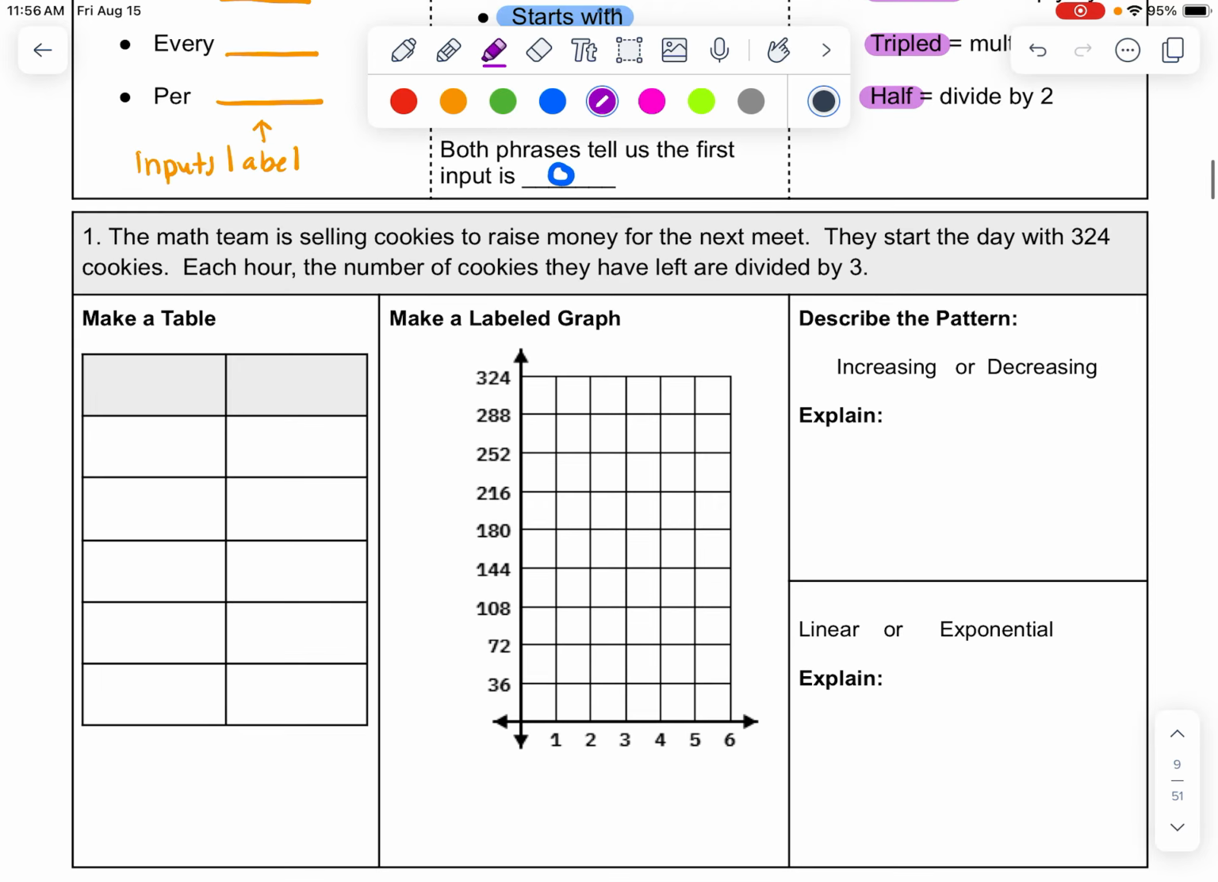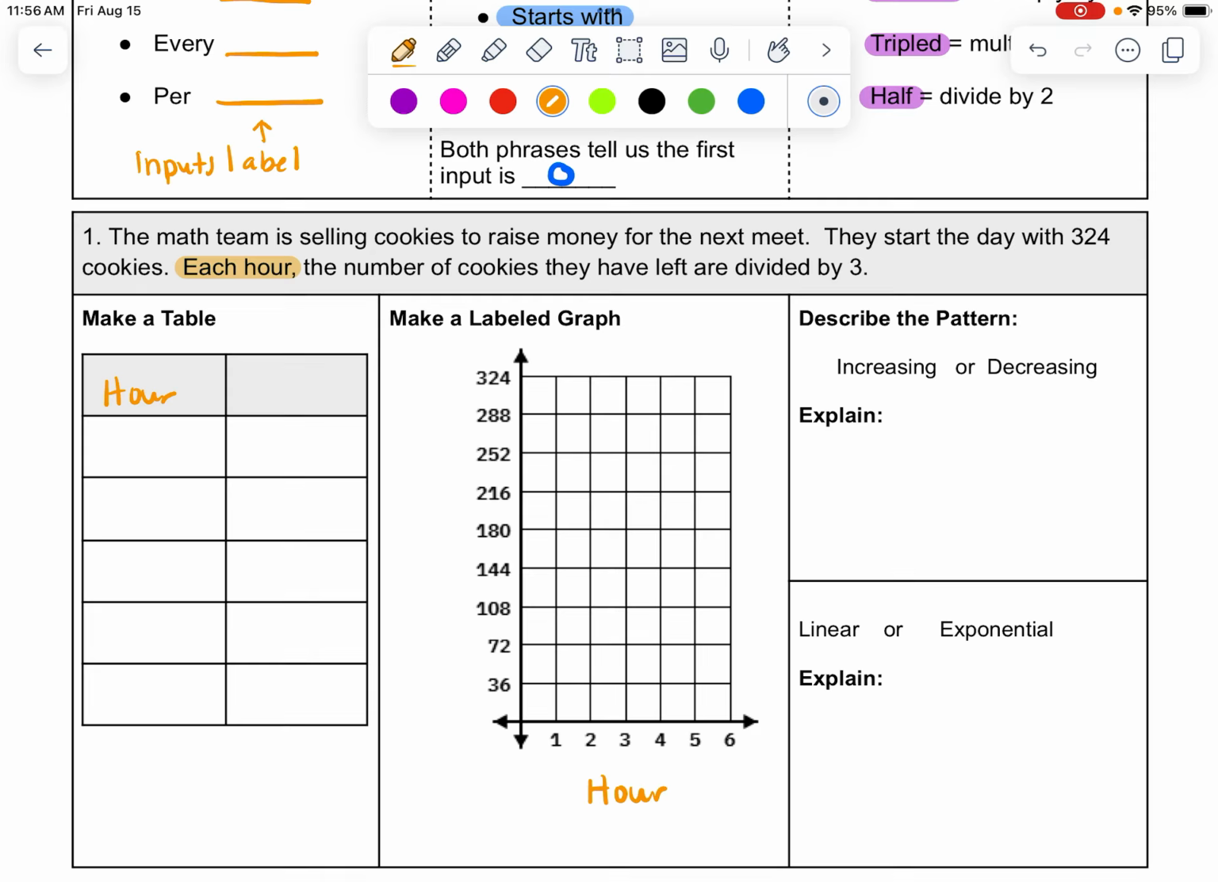Let's do an example. The math team is selling cookies to raise money for the next meet. They start the day with 324 cookies, and each hour the number of cookies they have left are divided by 3. First, let's look for some keywords that might tell us our input label. So I'm looking for the words each or every or per. I'm noticing it says right here each hour, which is a key word. So I'm going to write the word hour as my input label, and right away I'm going to write it on the table and the graph so I don't forget.